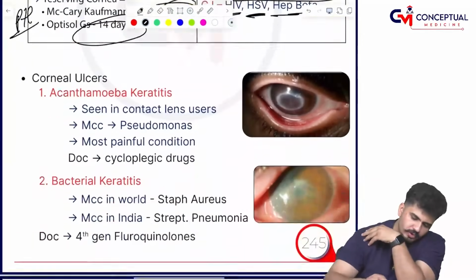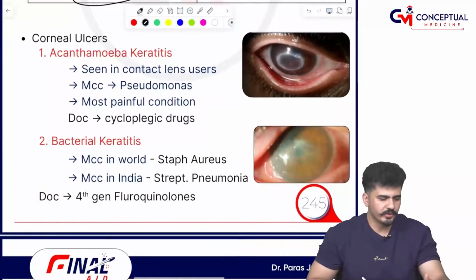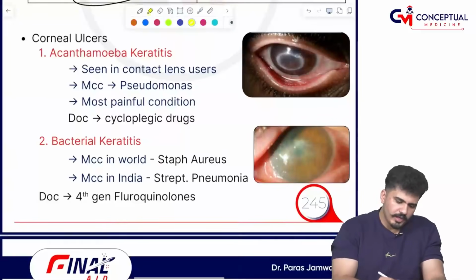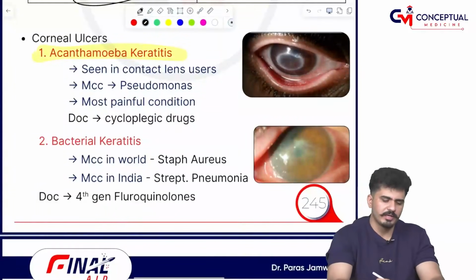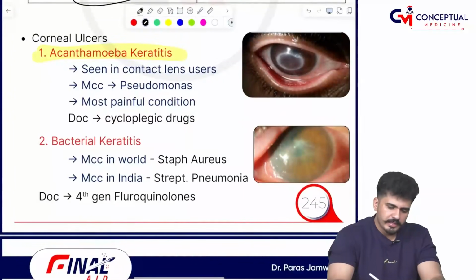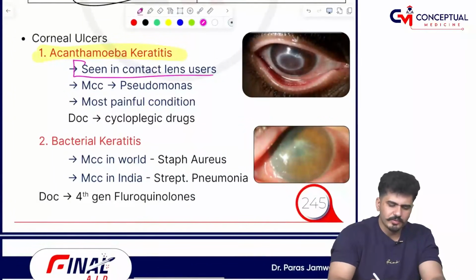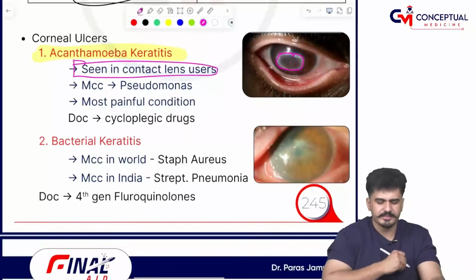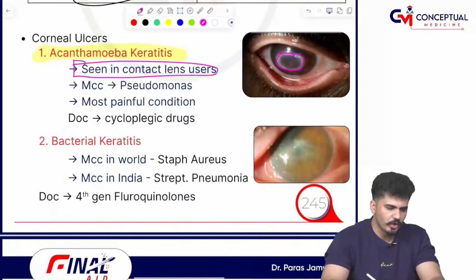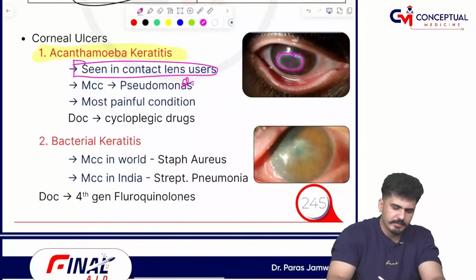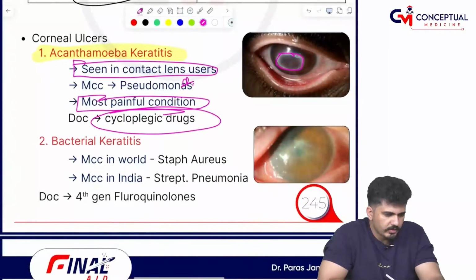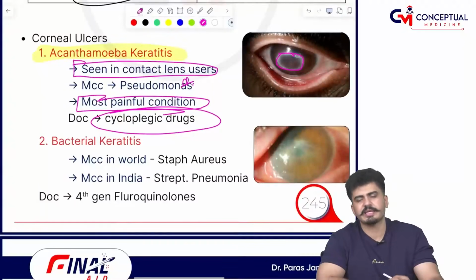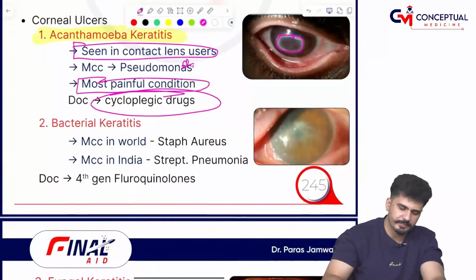Okay, let's move on to corneal ulcer. The next topic is corneal ulcer. In this, number one is the most painful condition, most commonly asked in the exam, my dear friends, seen in the contact lens user. That is why a ring shape ulcer is there. Most common cause is Pseudomonas, and most painful condition, drug of choice is aminoglycoside drugs. In contact lens users only, Pseudomonas infects.